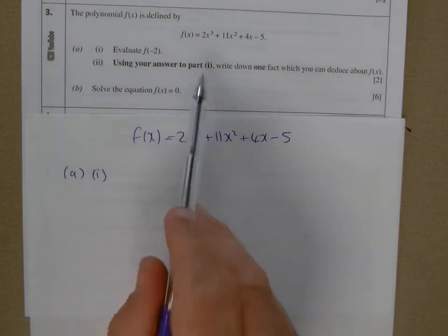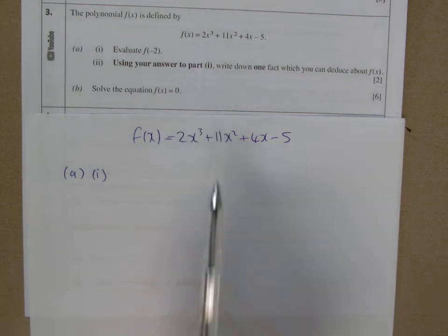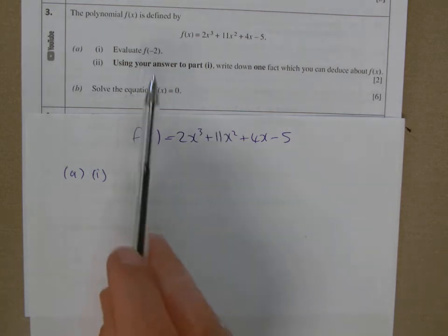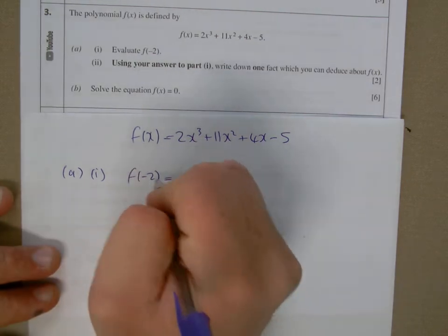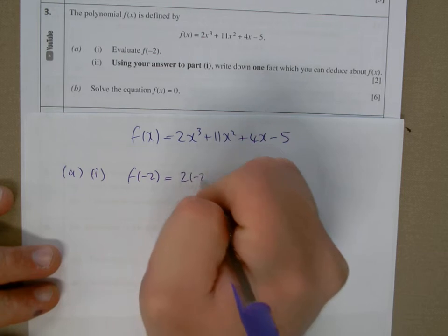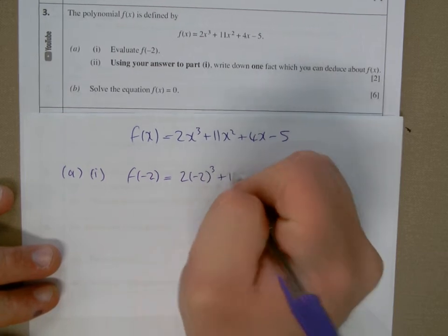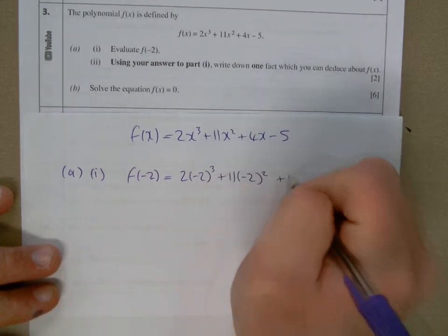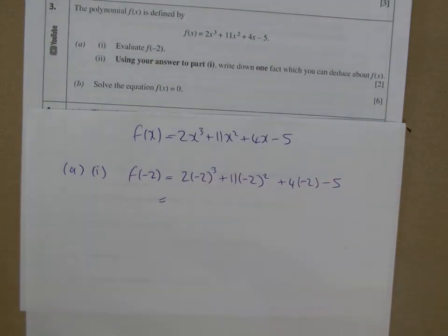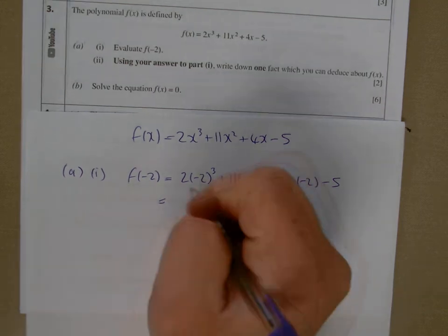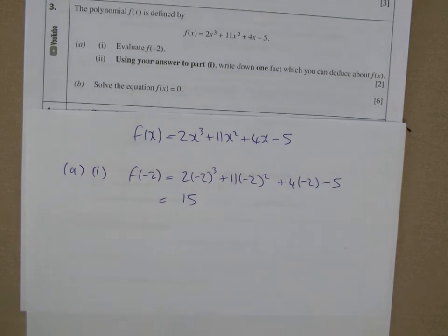Okay, so with the polynomial here, it's already called f of x. Part 1 is saying evaluate f of minus 2. So we're going to substitute in minus 2 for our x value, and we can use our calculator to work out what that is. So we get 15.